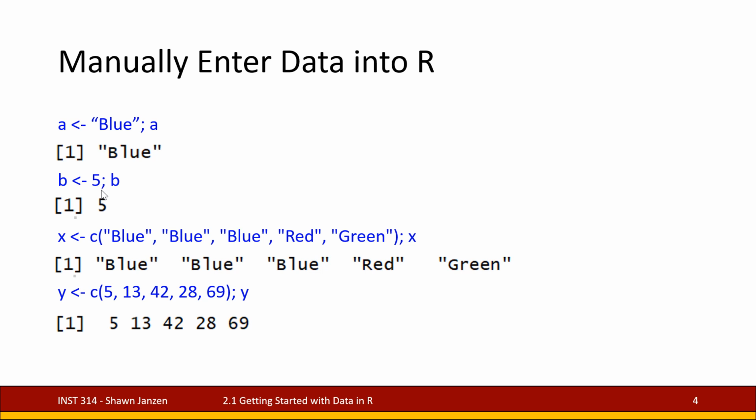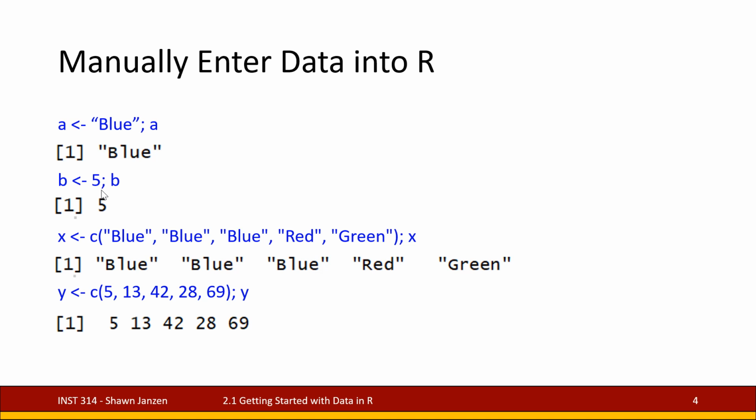So moving on, we have the value 5 being assigned to B. So when we call B, we get 5. Below B, we have the object X, and being stored in X is a vector of information, multiple strings that are being put into one object X. And it's being put in by the function C. Think of C as some sort of way to put together a whole group of things. And in this case, it's blue, blue, blue, red, green. Note they're all in double quotes, separated by commas.